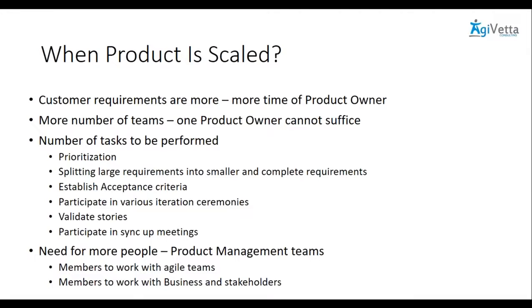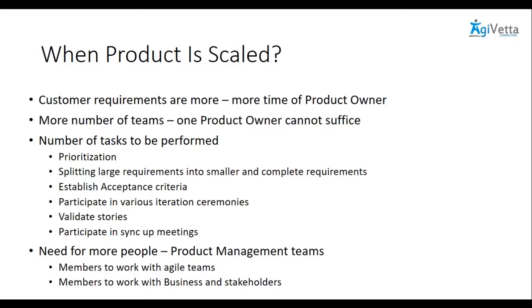The product owner would not be able to commit to the customer on the delivery on the basis of just one team or two teams. The product owner would require multiple teams to work on these requirements and deliver over a period of time. The number of tasks that you can see a product owner would do.